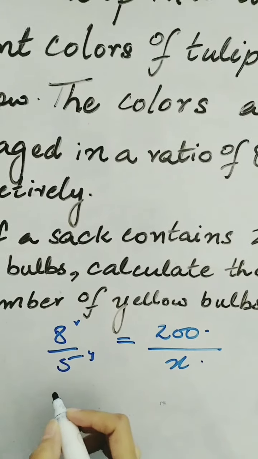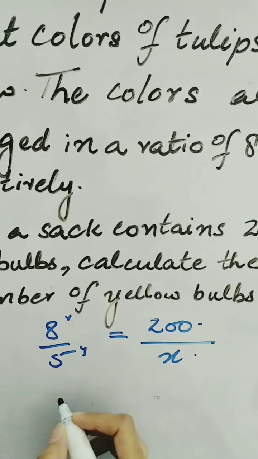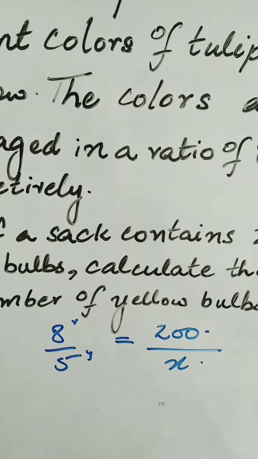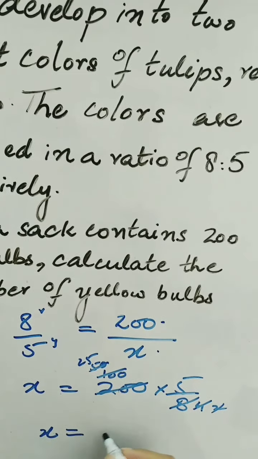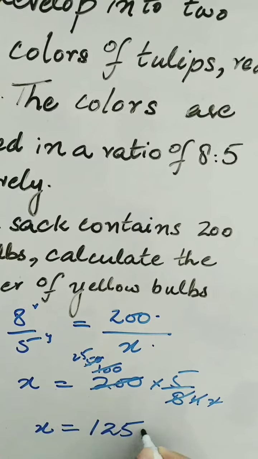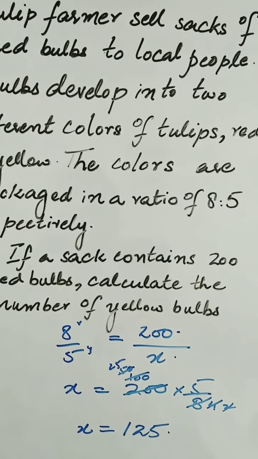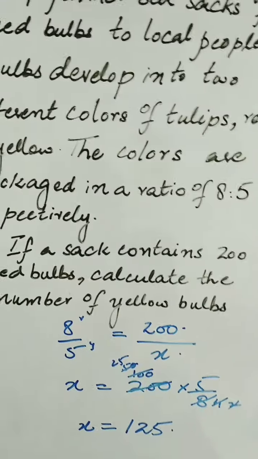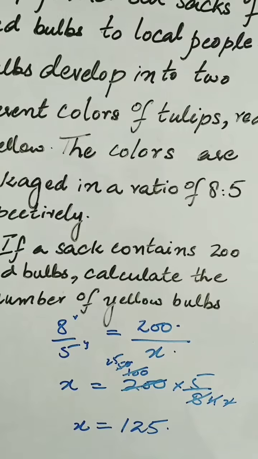Now we move the unknown entity to one side and the rest of the entities to the other side. After solving, we will have the answer 0.25. So if a sack contains 200 red bulbs, then in the ratio of 8:5, it contains 125 yellow bulbs.